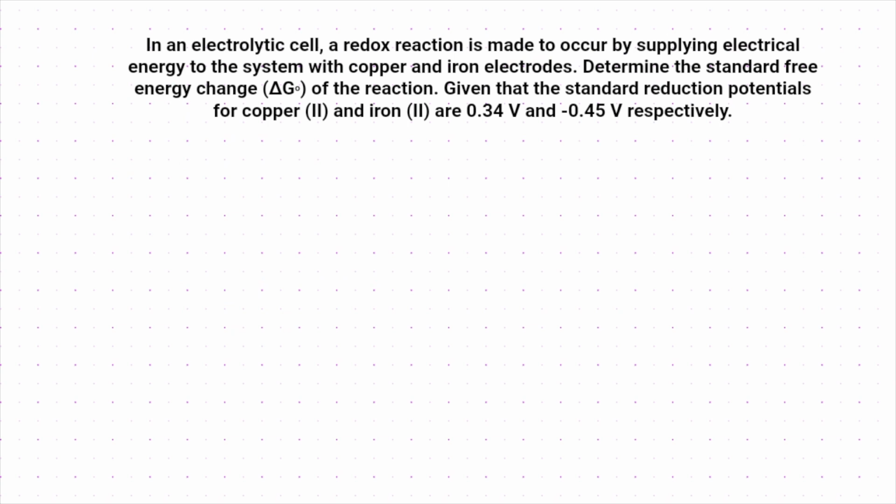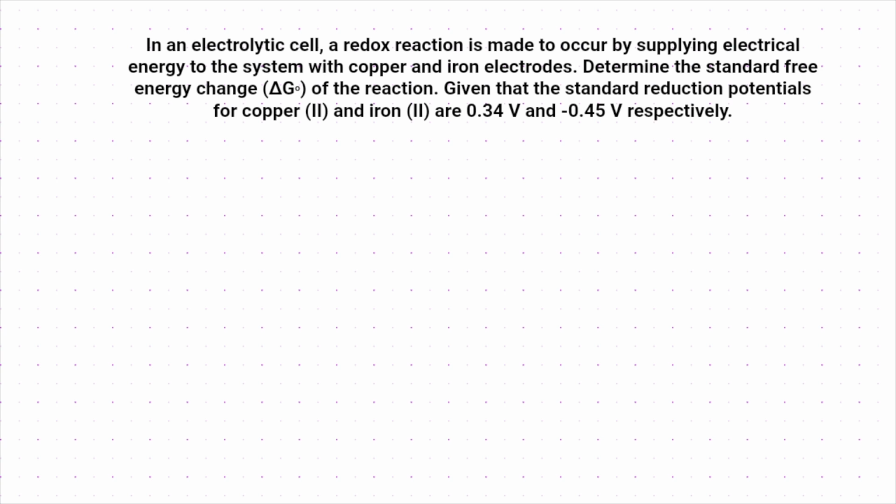In an electrolytic cell, a redox reaction is made to occur by supplying electrical energy to the system with copper and iron electrodes. Determine the standard free energy change, delta G, of the reaction. Given that the standard reduction potential of copper 2 and iron 2 are 0.34 volt and negative 0.45 volt respectively.